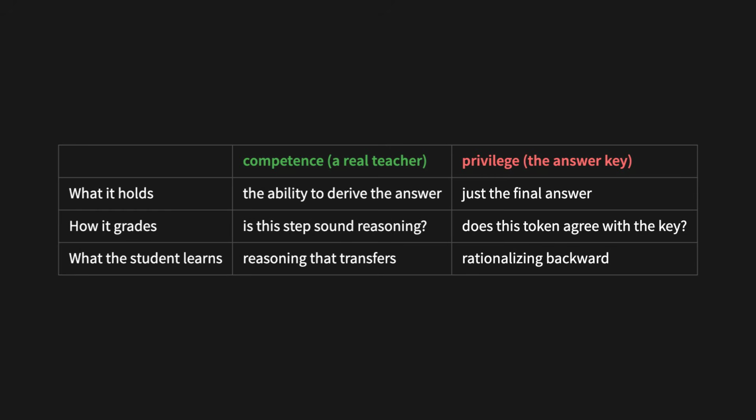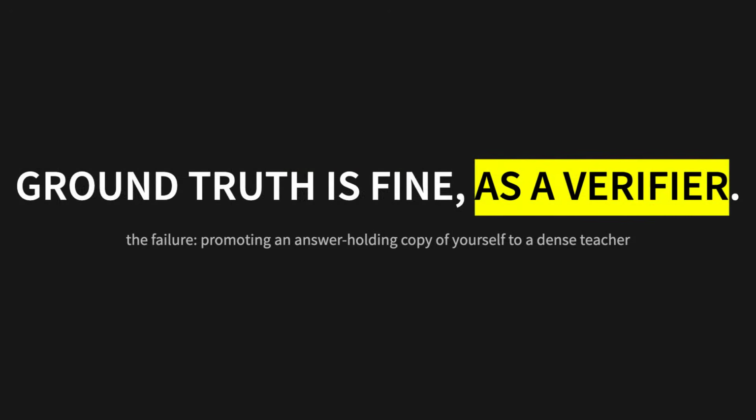Now, there are 2 things this does not mean. First, ground truth is fine, as a verifier. That's RL's honest, sparse reward. The failure is promoting an answer-holding copy of yourself to a dense teacher. And second, self isn't the crime either. Your own past self works fine for repairing forgetting, because that checkpoint genuinely has the behavior you lost. So the rule is, the teacher must know something the student can't fake from context.